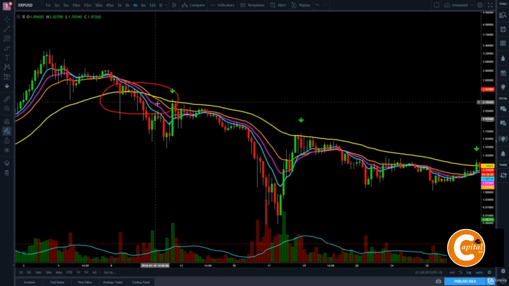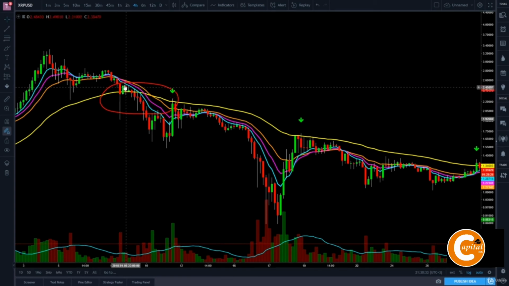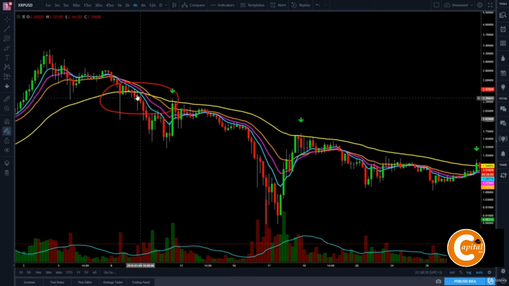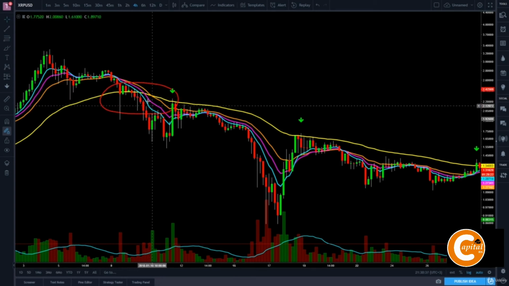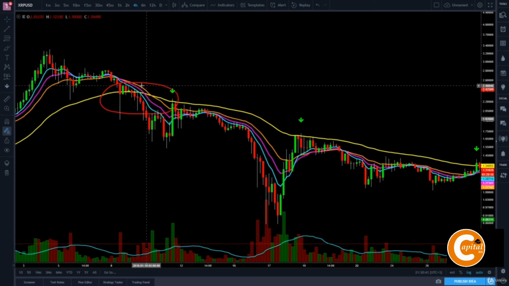sell position right here. As you can see in this region, the 8 moving average starts to act as a resistance for all of these candles right here. So we will wait until all other moving averages start to cross the 55 moving average to the downside, and then we will enter a sell position, and we want to do it right here, because this is the region where the 8, 13 and 21 moving averages are actually crossing down the 55 moving average.